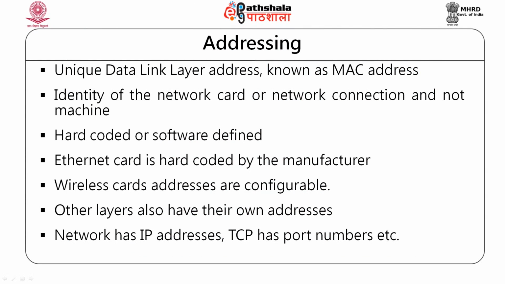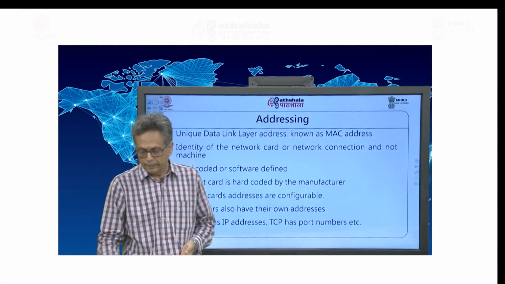Every data link layer node has an address called MAC address. When you install an Ethernet card, your machine has an Ethernet address. If you have a wireless card installed, you have a wireless address. Ethernet cards are pre-installed, okay, so you cannot change their addresses. Wireless cards are configurable in most cases. So, you can set your MAC address as you want.